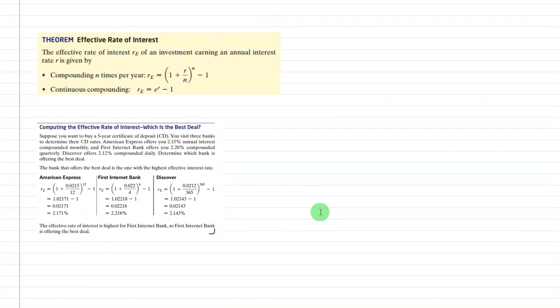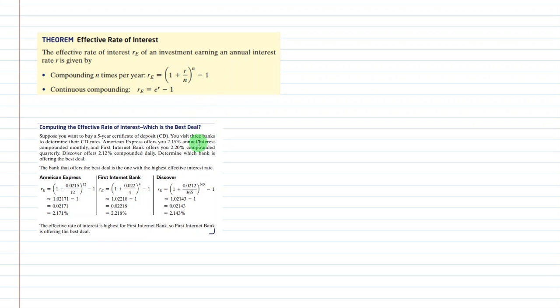We also are going to talk about effective rate of interest, and that means you're compounding n times per year, but you have an annual interest rate R, and so the formula looks the same, and you're going to take away 1 over here. You don't have your P out here. So your effective rate of interest, you have 1 plus R over N raised to the N minus 1. And so why would you need to do that?